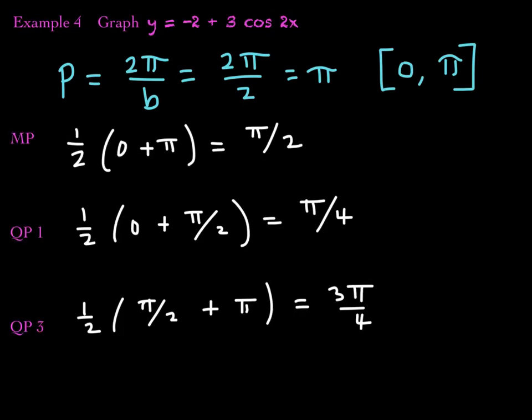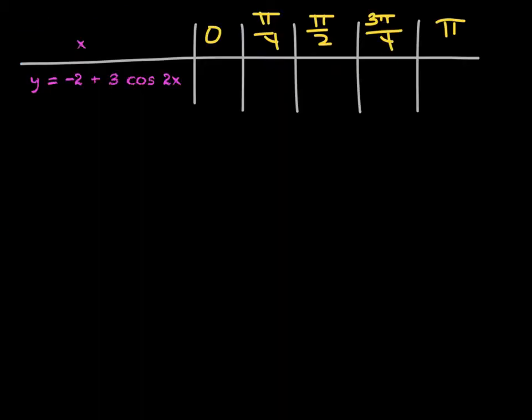All right, I'm hoping that you're feeling really comfortable finding your midpoint and your quarter points. I found my midpoint to be pi over 2 and my quarter points to be pi over 4 and 3 pi over 4. It's time to now evaluate our function at each one of these 5 points. All right, I have my table set up. I'm going to start plugging things in. I invite you to pause the video here, plug in each one of these 5 input values, and see if you and I can agree on the 5 output values, or the 5 function values.